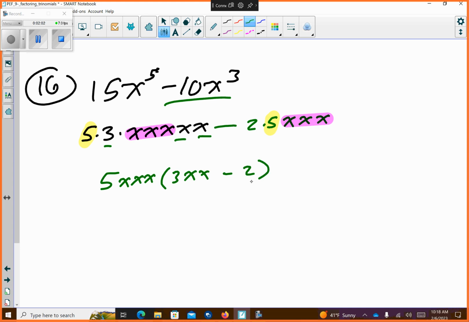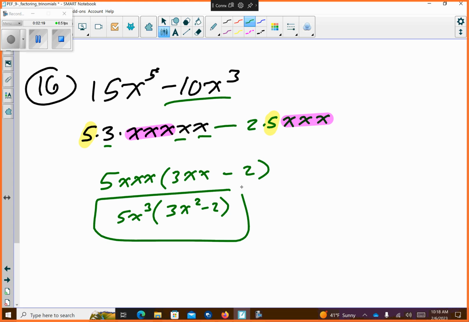Now let's clean that up a little bit. What's 5xx? 5x to the third, thank you. And then what is 3xx? 3x squared minus 2. Friends, it's factored. Okay. So 16. What was the other one you said? 22. Oh my gosh, look at 22. Can I move off number 16? Yeah. We're good?